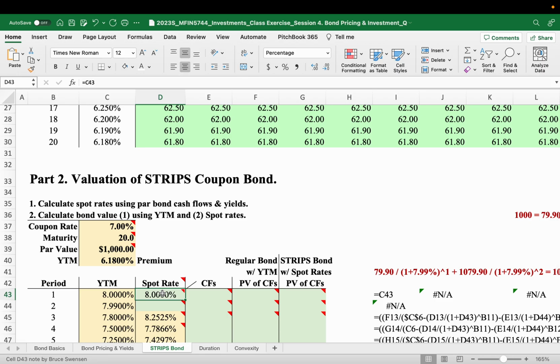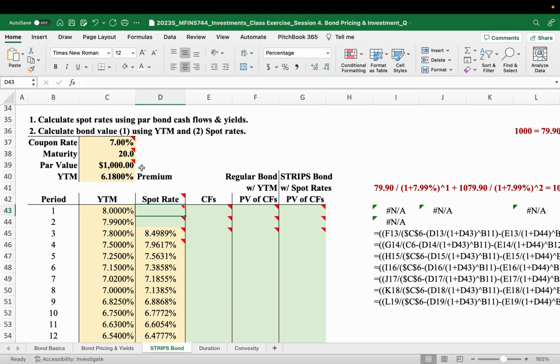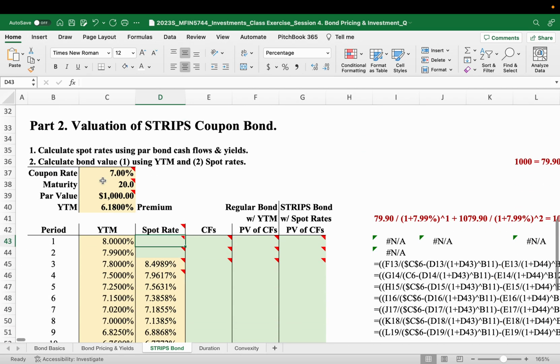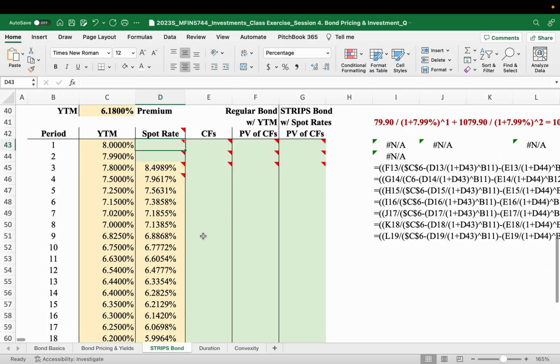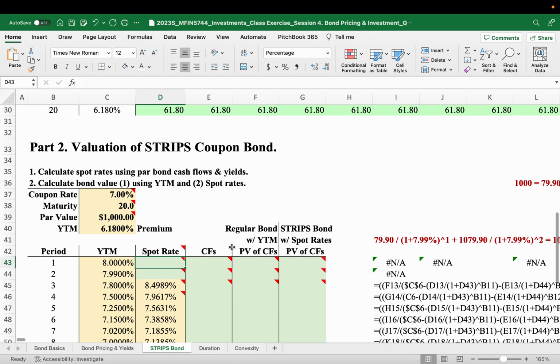So first, now we have the example. The coupon rate is 7% and maturity is 20 years. So we have a term structure of 20 years and the par value is $1,000. And the yield to maturity when we issue or purchase this bond is 6.18% here. This case is the decreasing interest rate case, right? So the coupon rate is greater than the yield to maturity, which is a premium. You will see the premium bond value here, which is greater than the par value, $1,000.